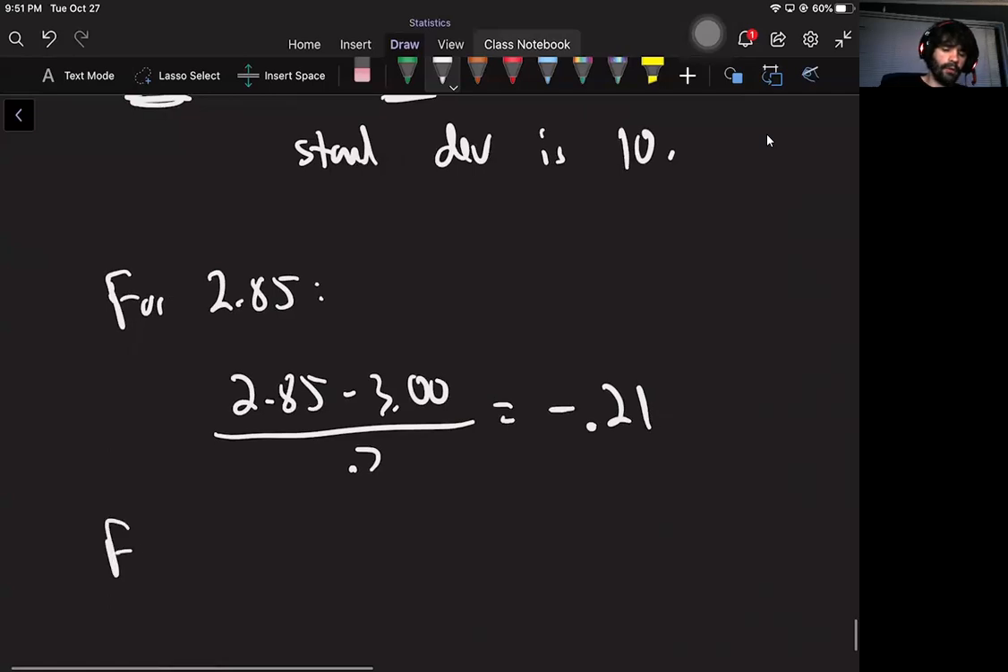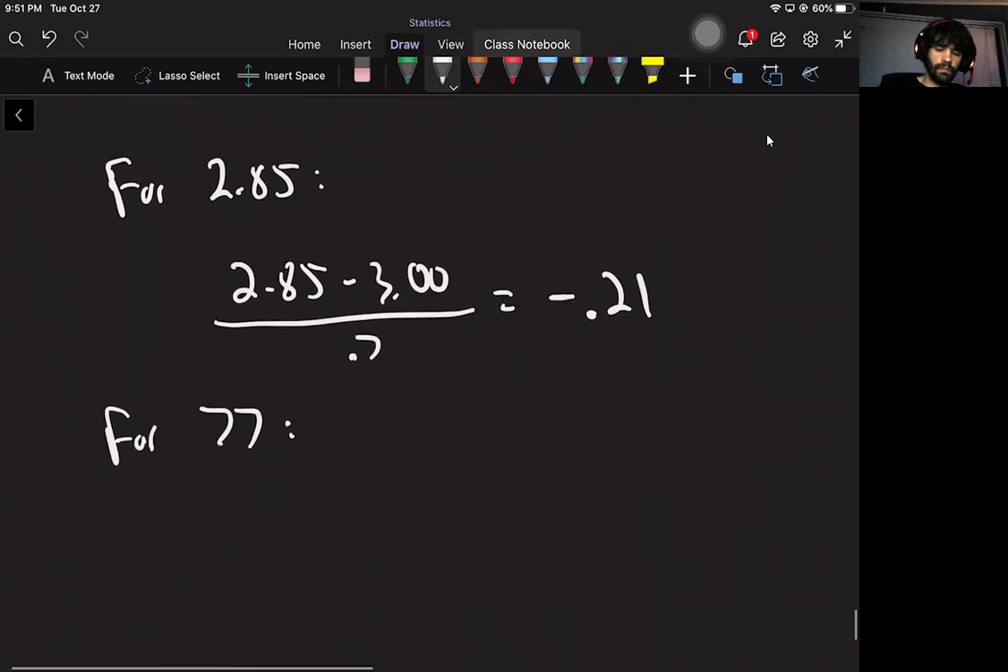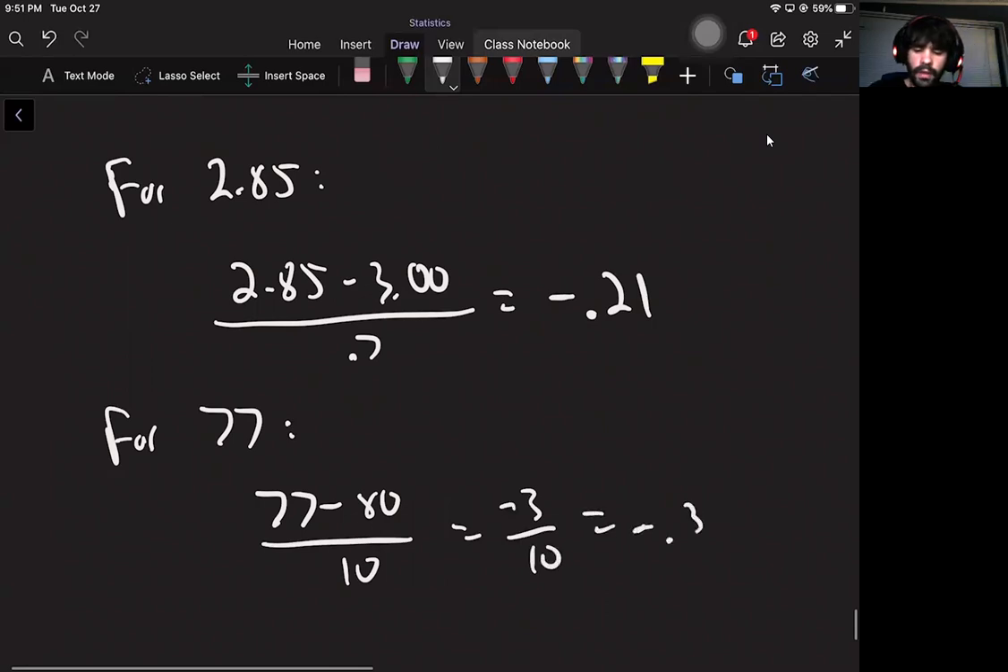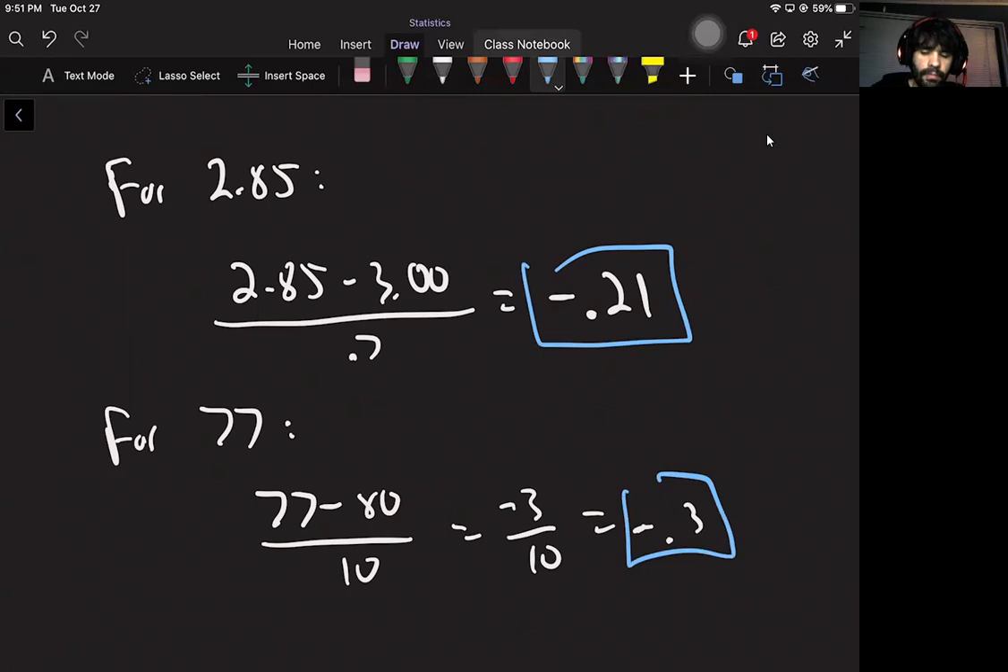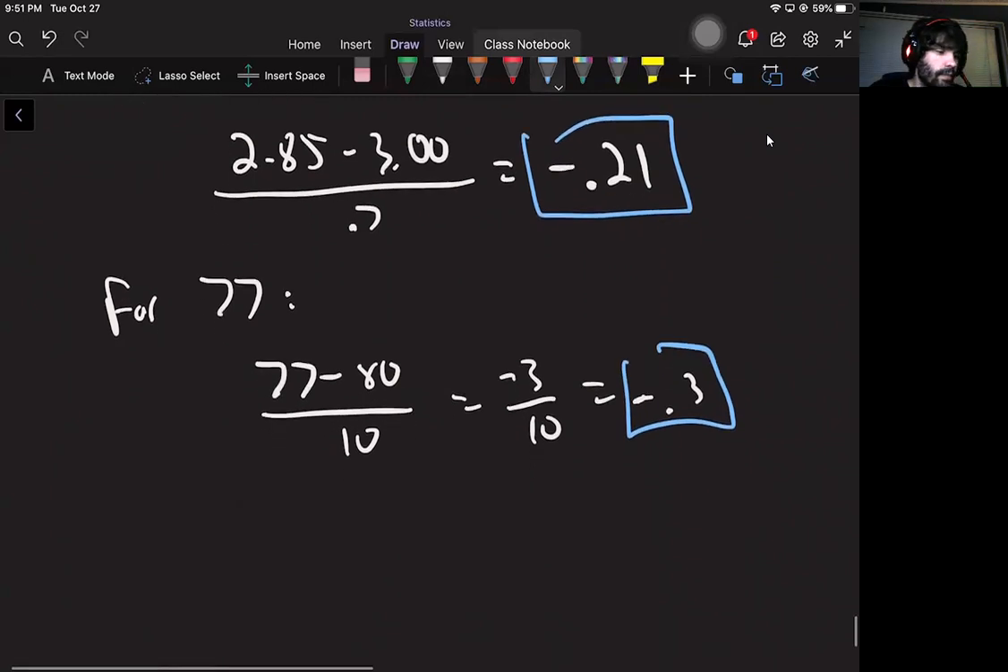Okay, and then for the other one, 77, do 77 minus 80, divide that by 10. Negative 3/10 is negative 0.3. Now if you're not so comfortable with negative numbers, you might get a little bit confused right here. Which one of these is better? Which one of them is worse? Well, this one is actually more to the left because it's a bigger negative number.